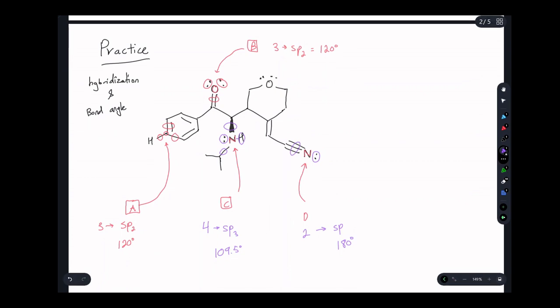Hopefully this helps with quickly identifying your hybridization. And now that we've tackled hybridization, it's time to move on to formal charge to really wrap up the fundamental skills that underlie the drawing of chemicals in OChem. So I'll see you there.